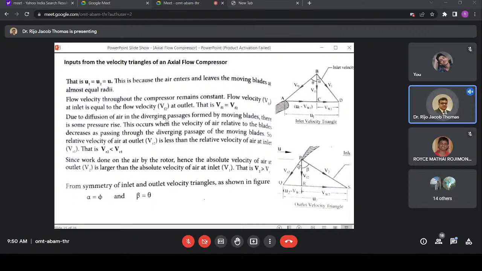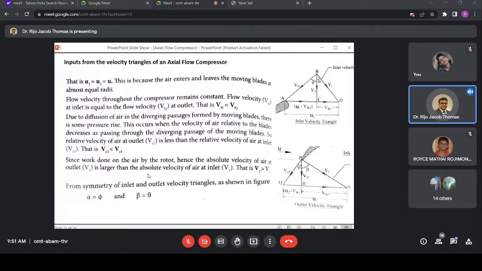And due to diffusion of the air in the divergent passage formed by the moving blades, there is some pressure rise. Okay, this occurs when the velocity of the air relative to the blade decreases as it passes through the diverging passage of the moving blade. So when it passes through this blade, the relative velocity decreases. Okay, so the relative velocity VR2 is actually less than VR1. So this VR1 would be a bigger one as compared to VR2. So VR2 would be a smaller one because of this diverging passage of the moving blades.